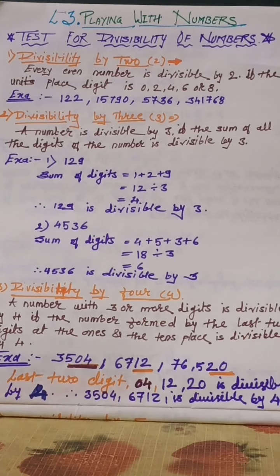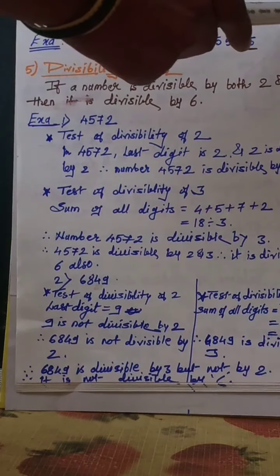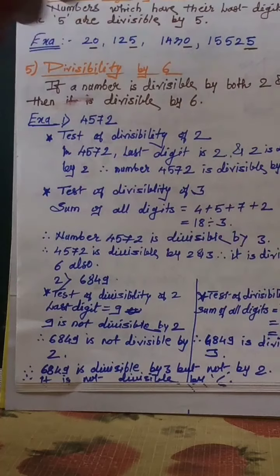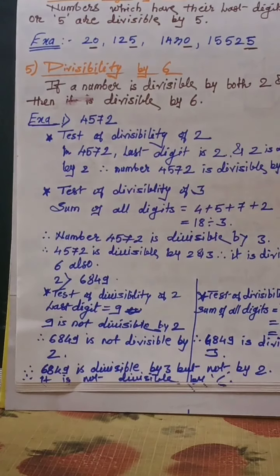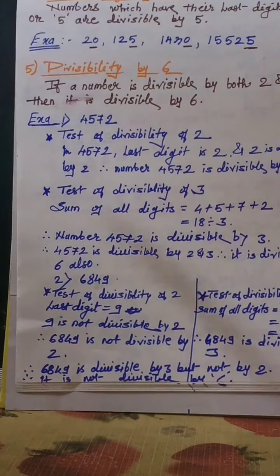Now we take the next test. Test of divisibility by 5. The numbers which have the last digit 0 or 5 are divisible by 5. It is very simple. We want to check only the last digit. If it is 0 or 5, then it is divisible by 5.